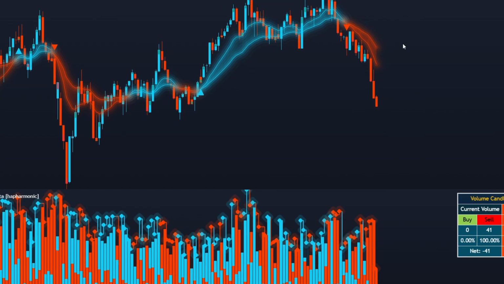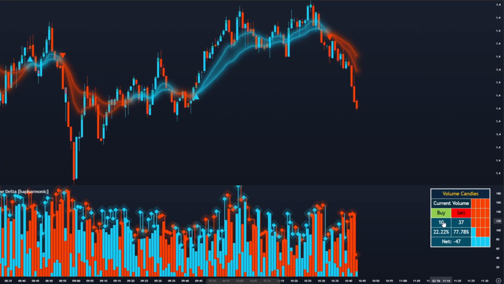Last one. Search Volume Delta by Harmonic. Normal volume indicators tell you how much traded. This one tells you who won. You get buying volume and selling volume split apart, percentages for each, and net delta live for the candle that's forming right now, and it's visual too. Blue is buying, red is selling, bar by bar going back through history.